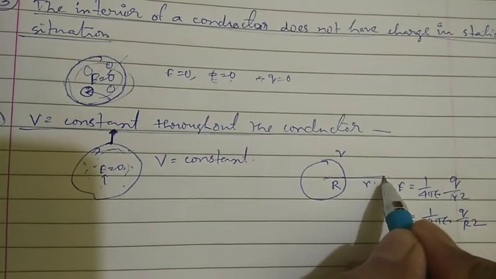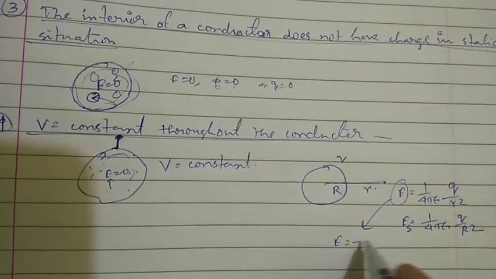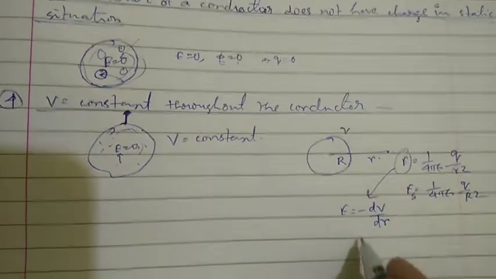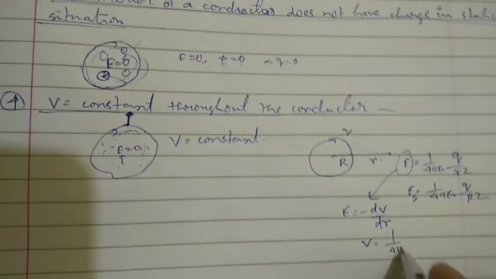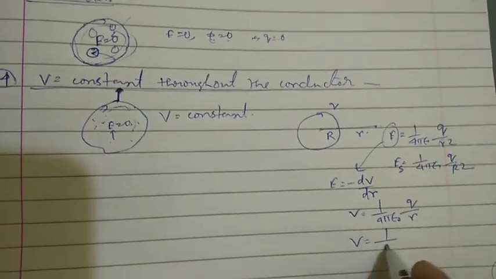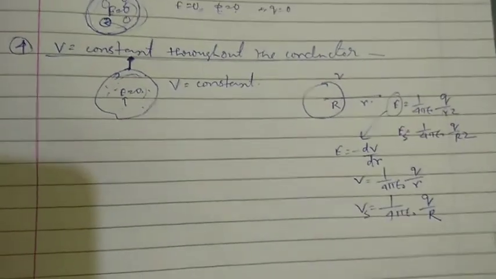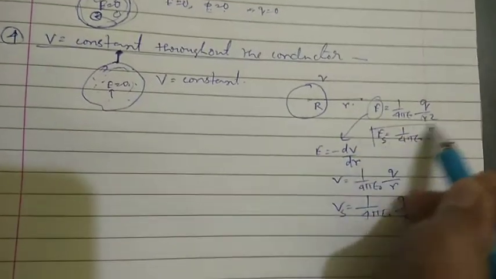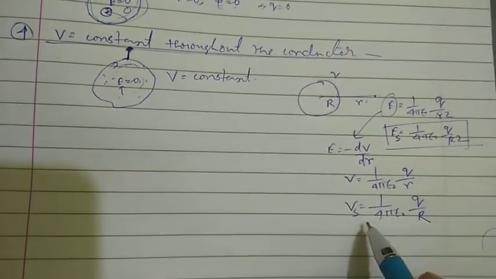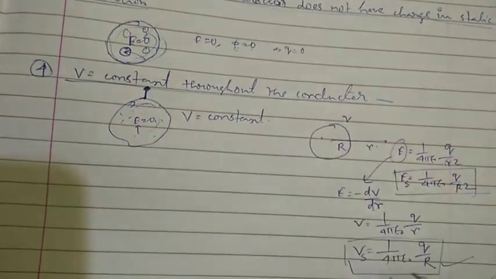So if you want to find the potential with respect to the electric field, we already know E equals minus dV by dr, or dl, or ds. So if you just put the value and integrate it, you will get V equals 1 by 4 pi epsilon naught q by r. So at the surface, you will get q by 4 pi epsilon naught r. So this is the electric field on the surface, but inside it the electric field is zero. Potential on the surface is this one, and inside it is the same.